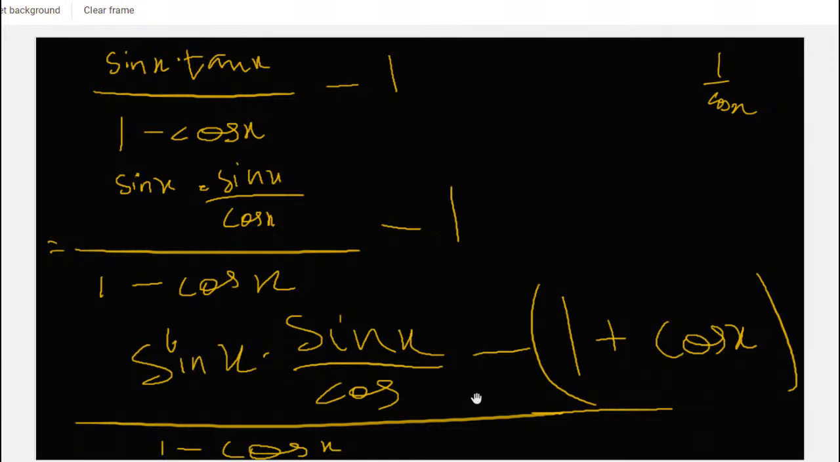Sine square x by cos x. Is this going to turn to sine square x by cos x? Can that be a possibility? You should have done that in the previous step. You should have done it in the previous step. How do you like that?